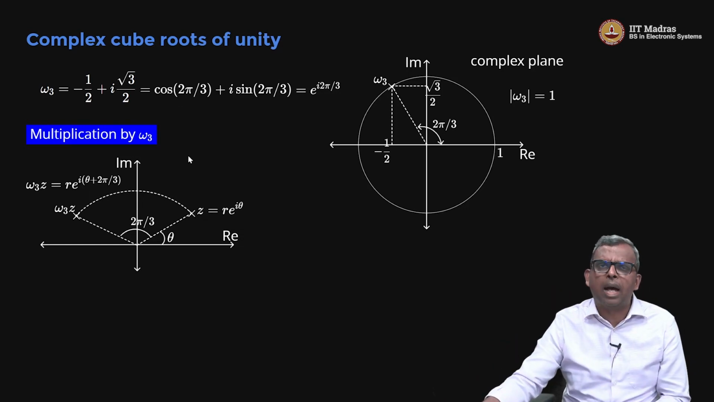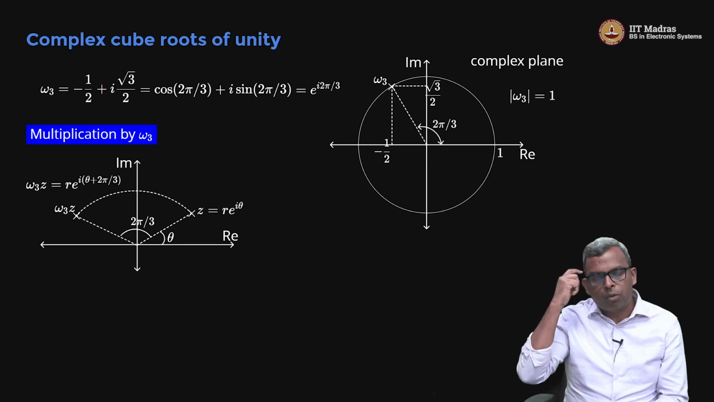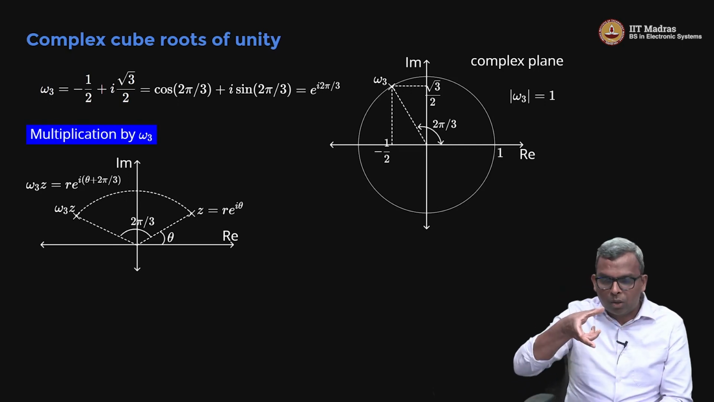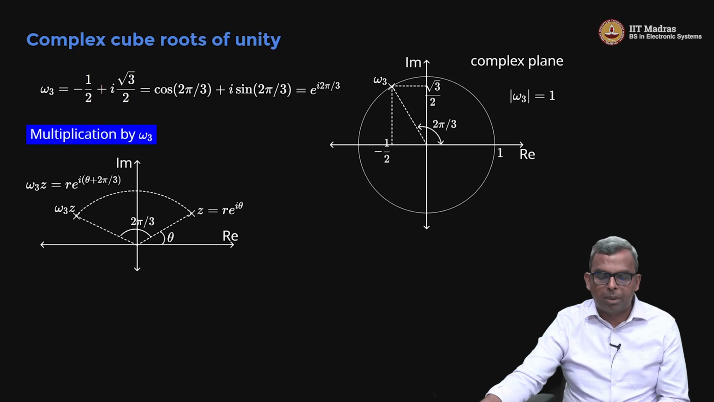That's a good intuition to have. A lot of times the algebra can be a little bit confusing. So this multiplication being rotation anticlockwise by 2 pi by 3 is very important.